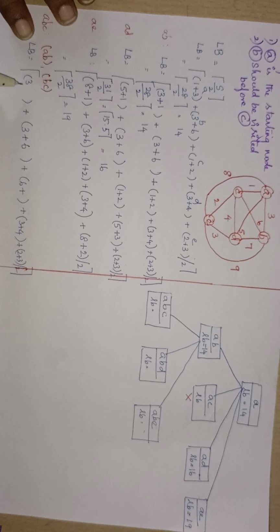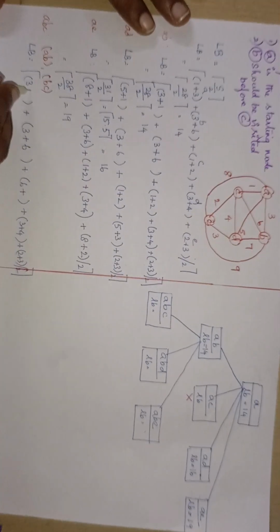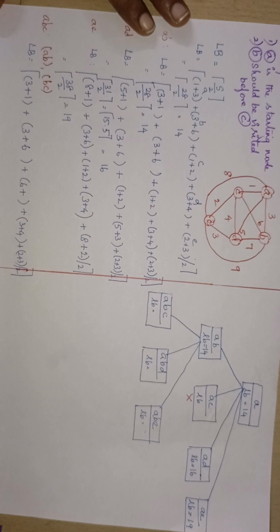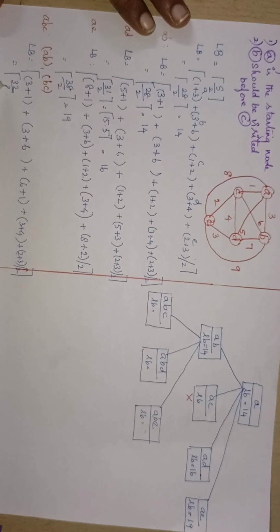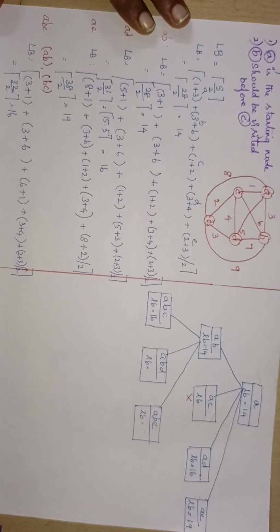So what else is remaining? For A, one more I have to add. The closest one is 1. And related to C, the closest one is again 1. So when I add all these, my answer will be 32 by 2 and it is 16. So I am updating here.